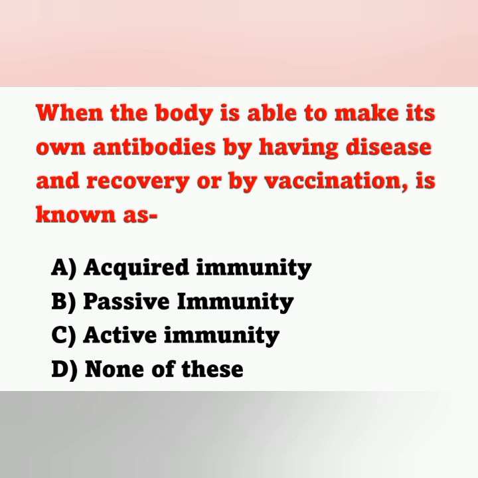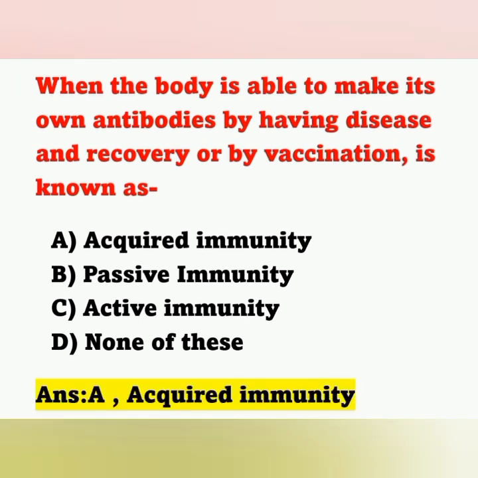When the body is able to make its own antibodies by having disease and recovery or by vaccination is known as. Options: option A acquired immunity, option B passive immunity, option C active immunity, option D none of this. Our question is, the body is able to make its own antibodies either by disease and recovery, if any particular disease occurs, from that the patient is acquiring own antibodies, or by vaccination is known as acquired immunity. Option A is the correct answer.